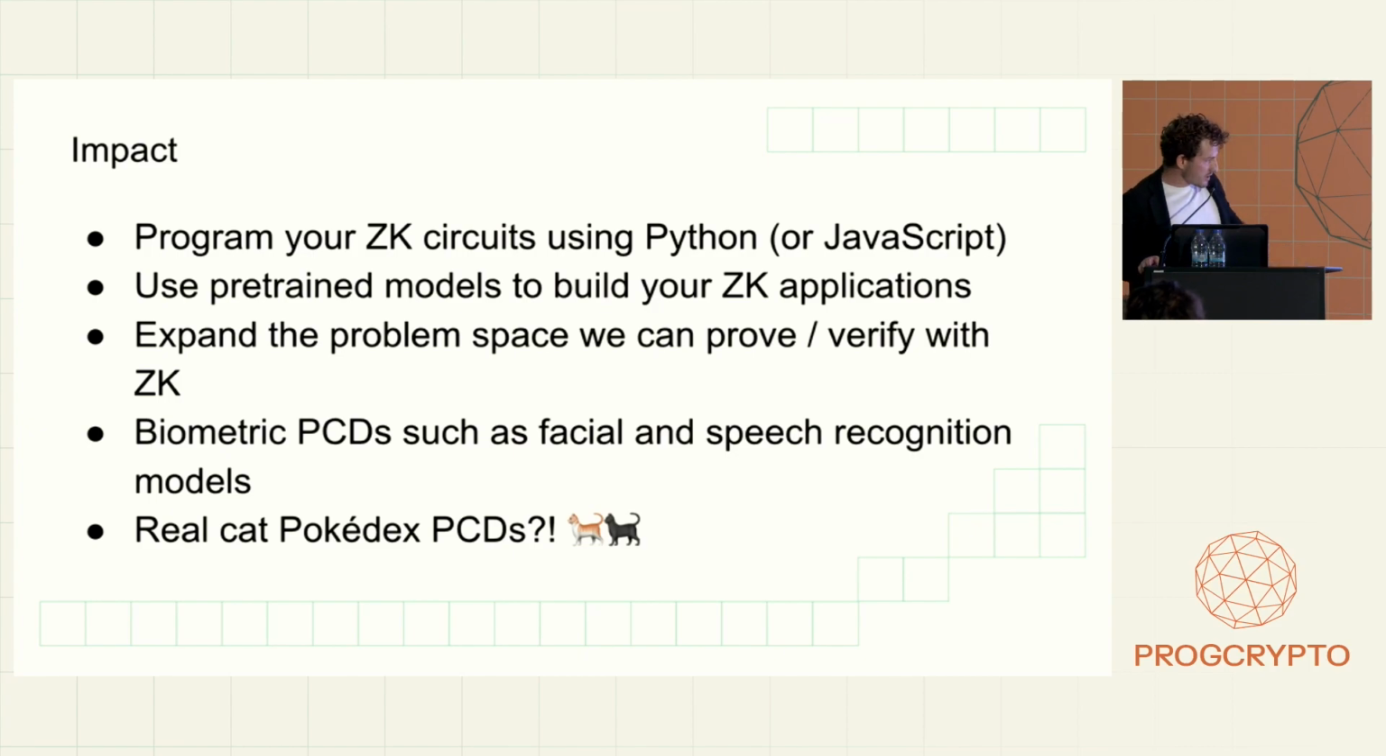One thing that would be interesting is biometric models such as facial and speech recognition models. And then other AI stuff. So, I was talking to Richard yesterday, and this PROGCRYPTO thing has been a huge hit and is really exciting. And we were saying, how cool would it be if you could take a picture of one of these cats running around Istanbul, and then you could identify that cat and create a feature vector for that cat that then becomes a cat PCD. So what if we had real cat Pokedex PCDs? That would be fun, right?